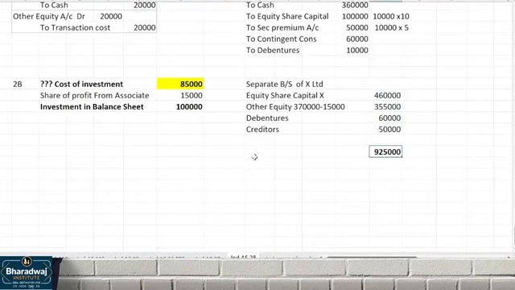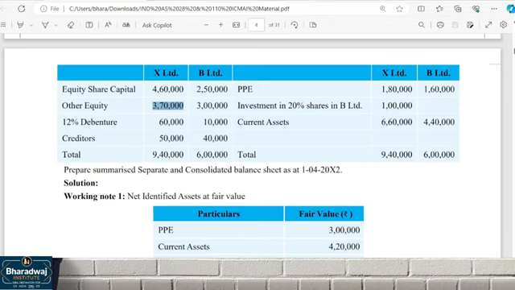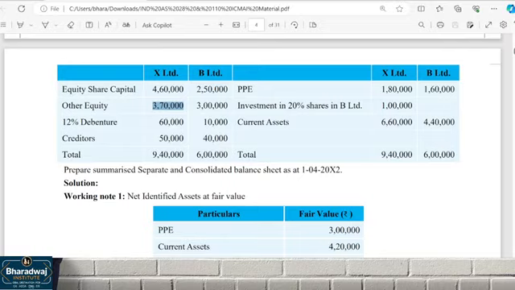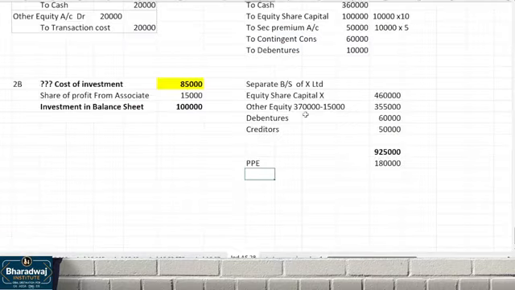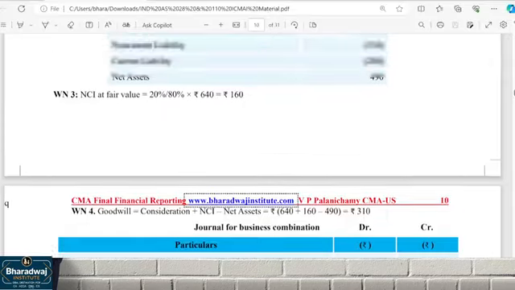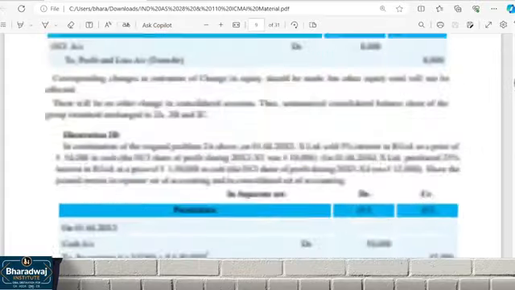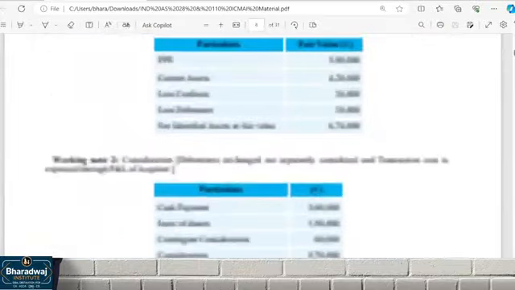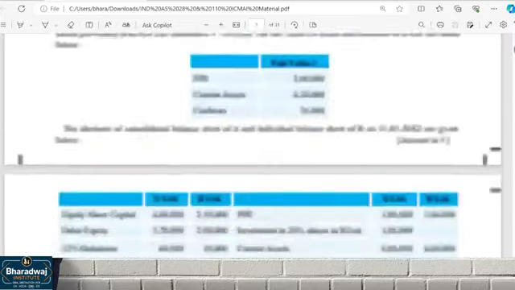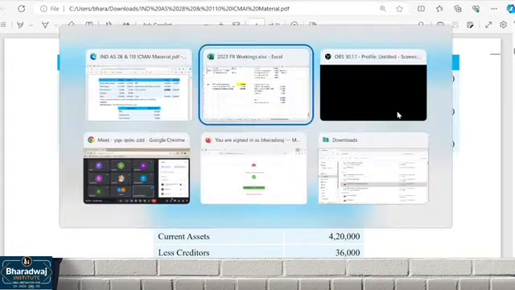Wait. Asset side, what will be there? PPE, how much? 1,80,000. Then investments at cost. What is the cost of investment? We worked it out now, 85,000, and the 1 lakh includes share of profit from associate. Okay, investment at cost 85,000. What is the next one? Current assets. What is the current asset? 6,60,000.